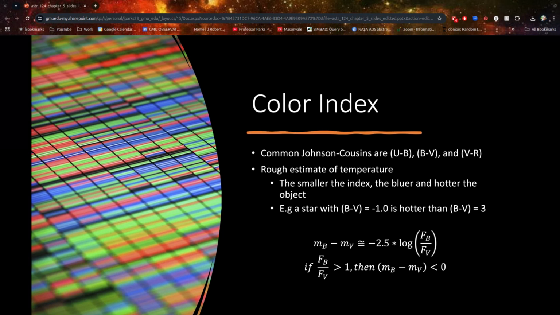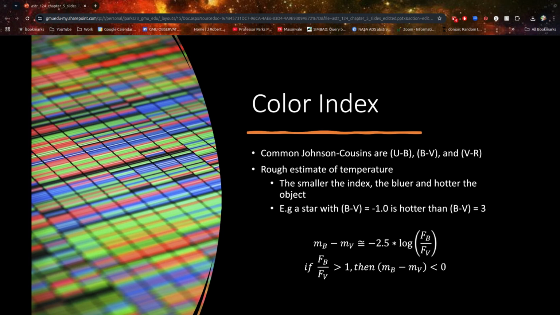So you would determine the magnitude of a star in the U filter, you would determine the magnitude of the star in the B filter, and you would then literally subtract them, and that gives you your color index. Again, because of the inverted nature of the magnitude scale, the smaller the index, the bluer and hotter the object is. So for example, a star with a B minus V of -1 is hotter than a B minus V of 3. It's also considerably bluer in color.